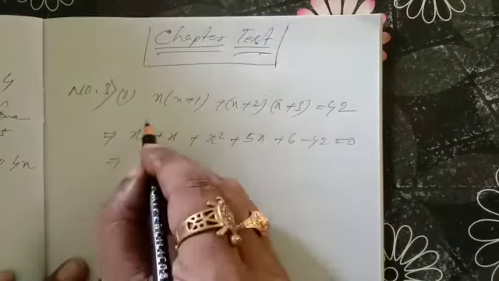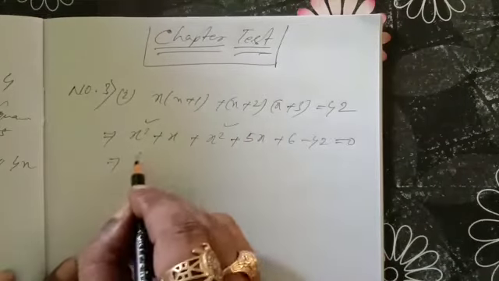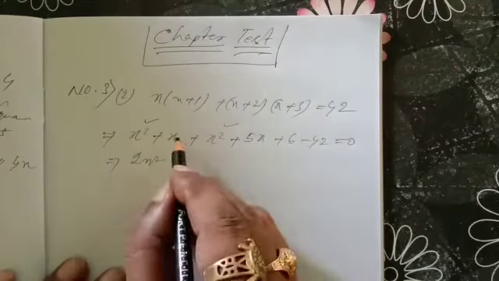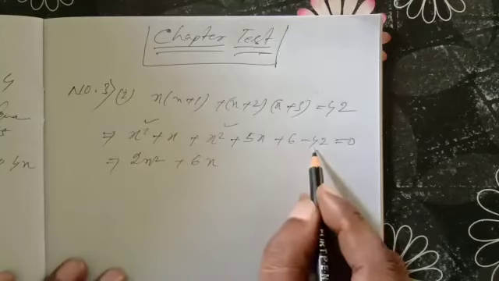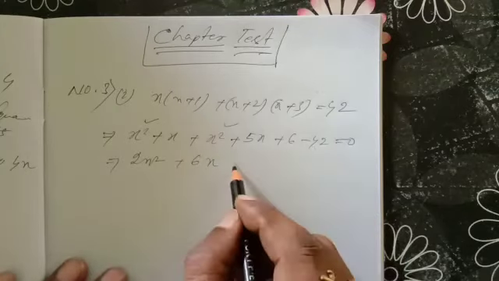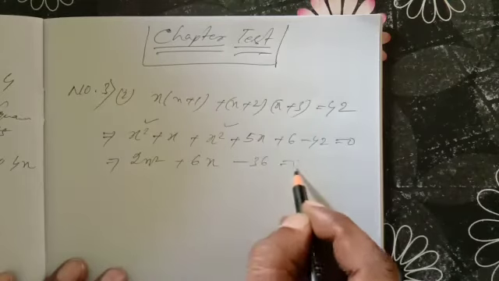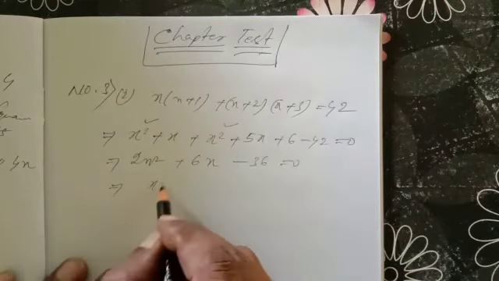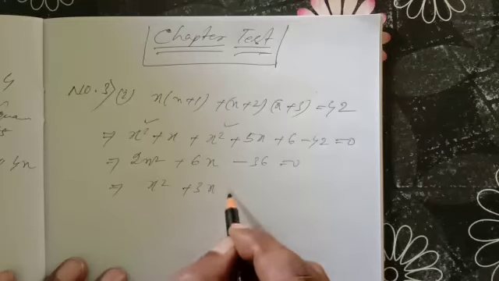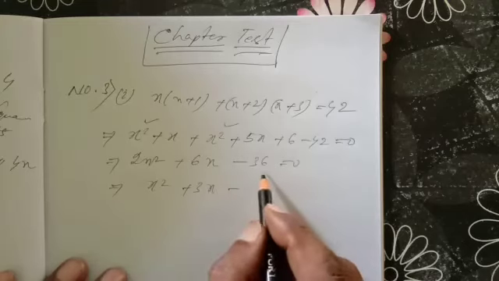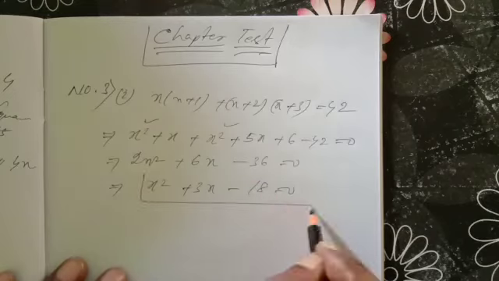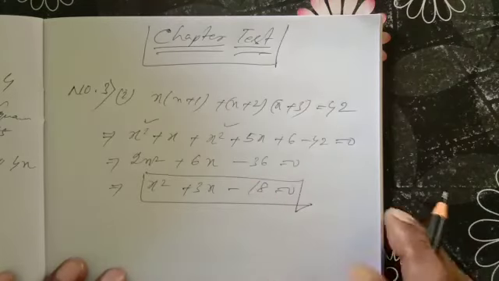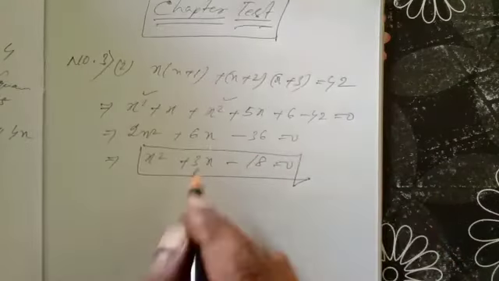After that, x square plus x square, how many x square? 2x square, plus x plus 5x, this will be plus 6x, plus 6 minus 42, it will be minus 36 equal to 0. Dividing both sides by 2, this will be x square plus 3x minus 18. Now it is a quadratic equation. You have to solve by factorization method. After simplification, you are getting this one.